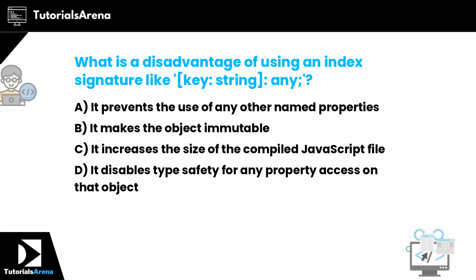What is a disadvantage of using an index signature like [key: string]: any? The correct answer is option D. It disables type safety for any property access on that object.